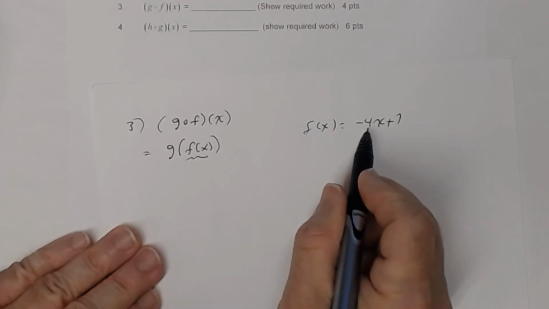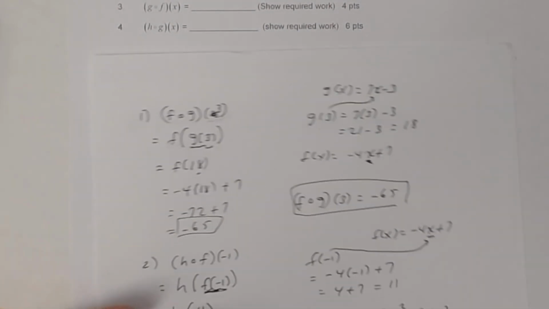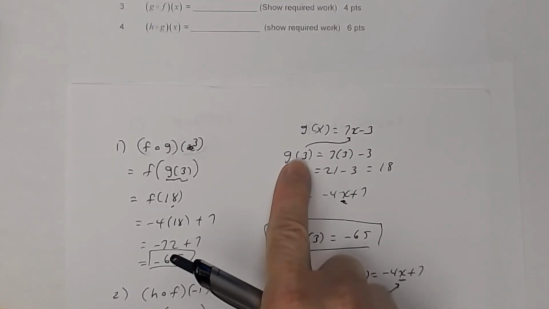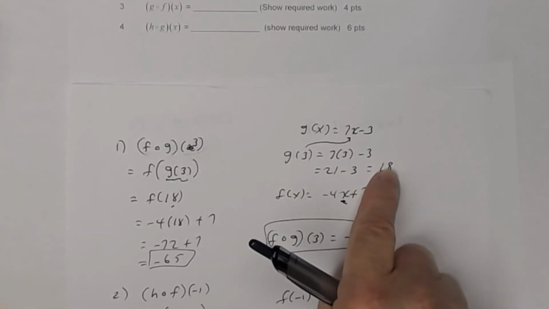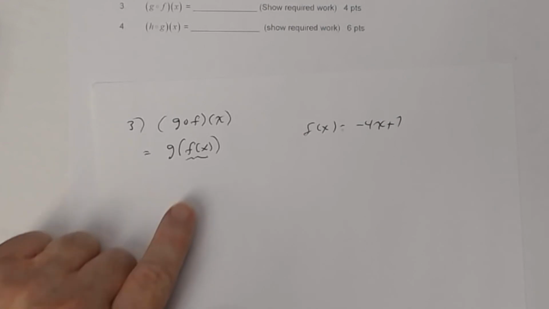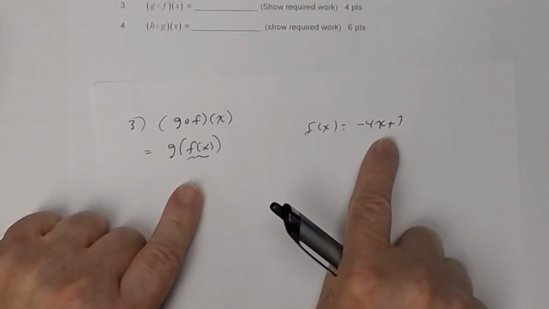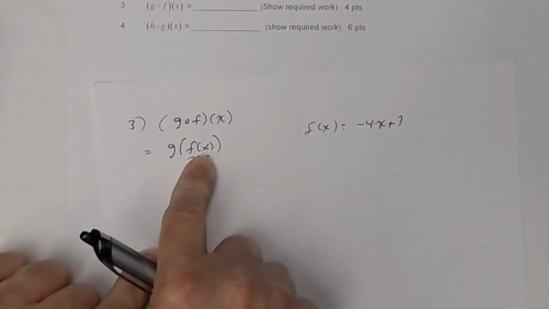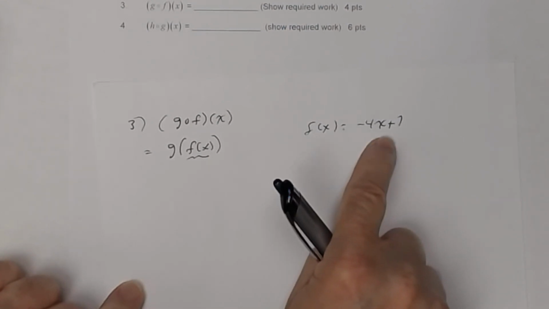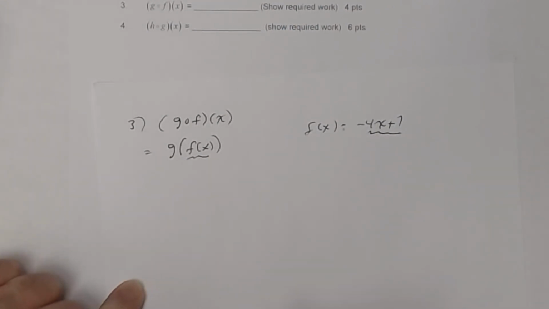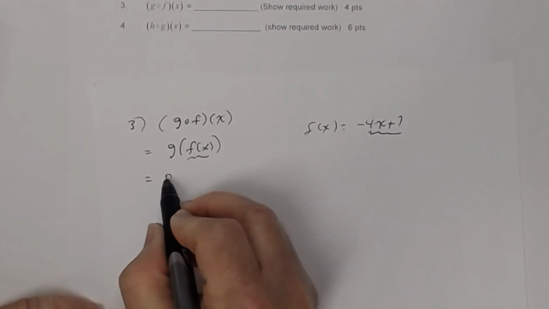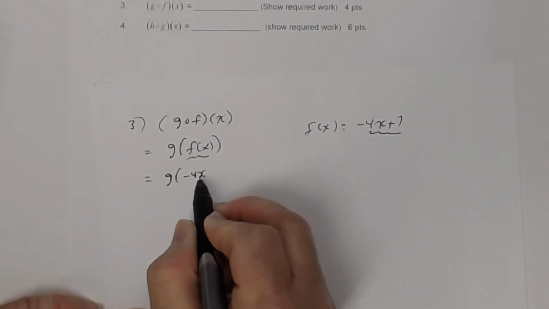So notice in the previous one, I could actually evaluate it, right? G of 3. In place of x, I substitute 3, and ended up with a number. Here, though, there's nothing to substitute. You're just told, well, what is f of x? Well, f of x is this. So in place of f of x, I'm going to substitute this expression right here. So now this becomes g of negative 4x plus 7.